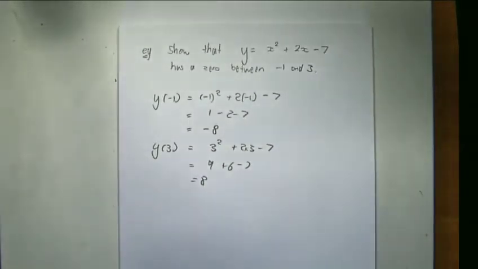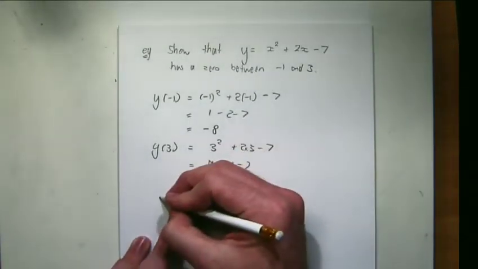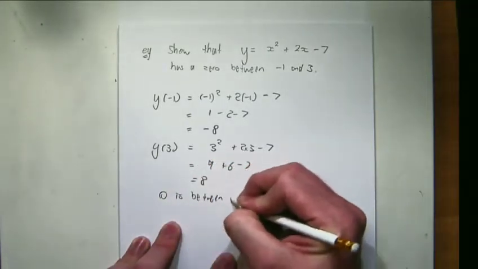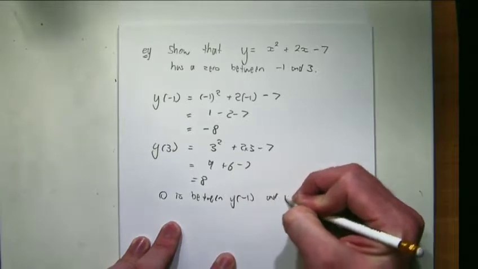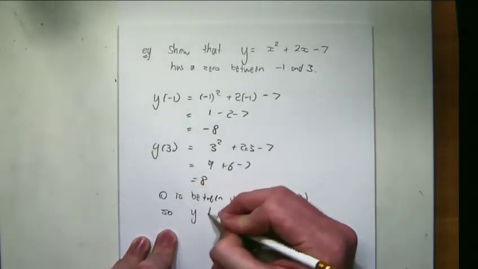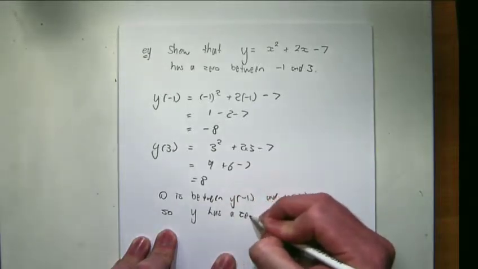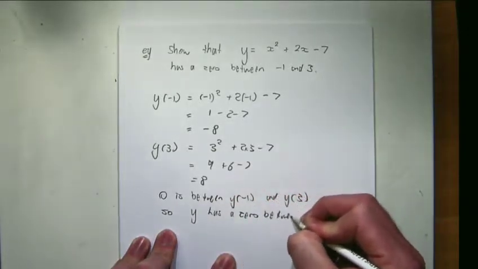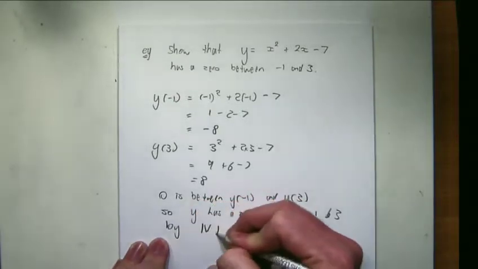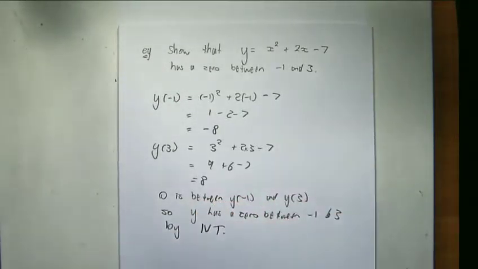So, 0 is between y of -1 and y of 3. So, y has a 0 between -1 and 3 by the intermediate value theorem. That's it. That's all there is to it.